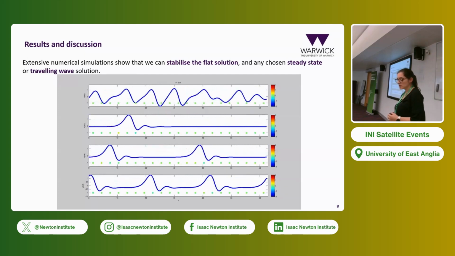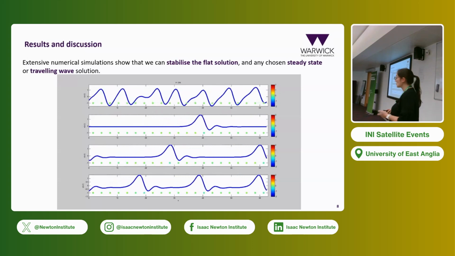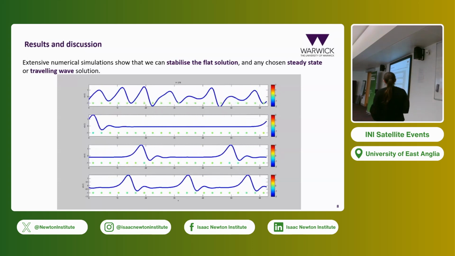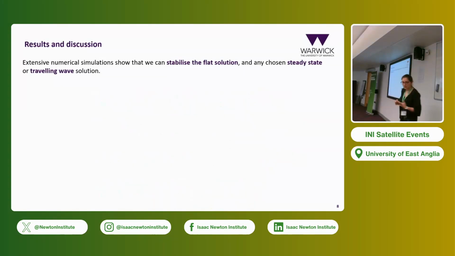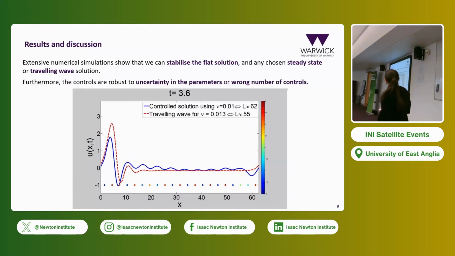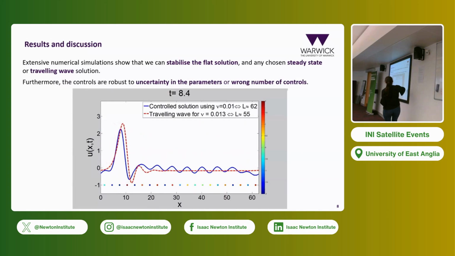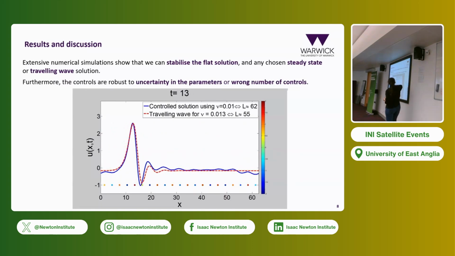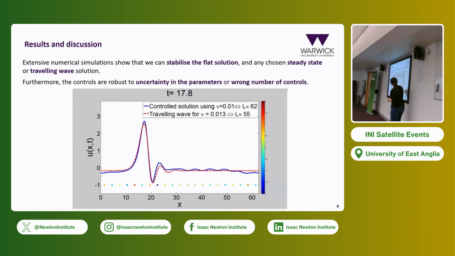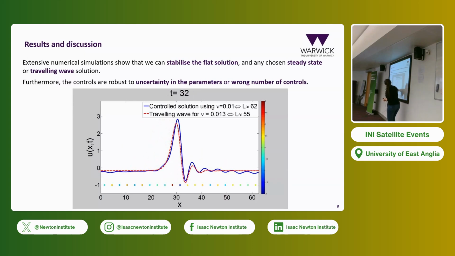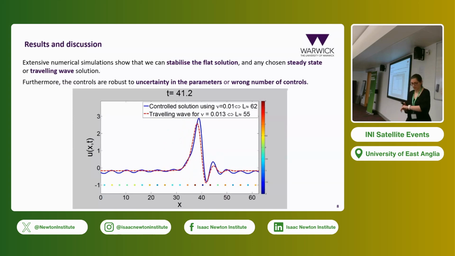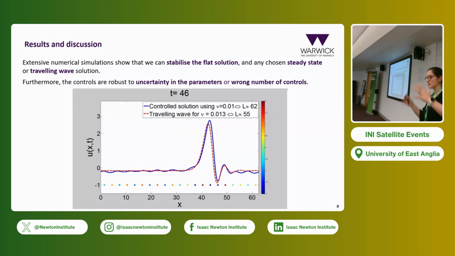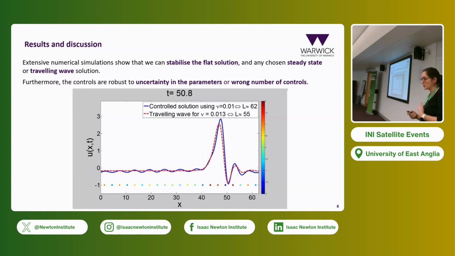And again, we explored this as much as we could. We checked for robustness towards having the wrong number of controls, having the wrong parameters. I think I have an extra video here that shows what happens if I predict my parameters wrong. So this is about a 10% error in my parameter, and the solution is still controlled towards the traveling wave that I wanted, which is the red. So I'm trying to make it go red. It's staying in blue, but it's qualitatively doing what I need it to do.